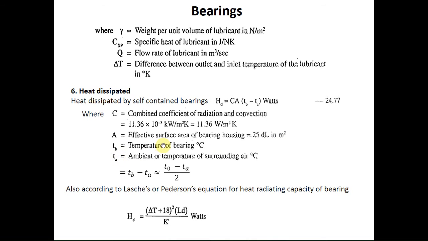TB is the temperature of the bearing in degrees centigrade. TA is the ambient or surrounding temperature in degrees centigrade. So TB minus TA is approximately equal to (T naught minus TA) by 2. T naught is the operating temperature. Also, using Lasche's or Pedersen equations, you can find out the heat rating capacity. But we usually use equation 24.77 to find out the heat dissipation by self-contained bearings.